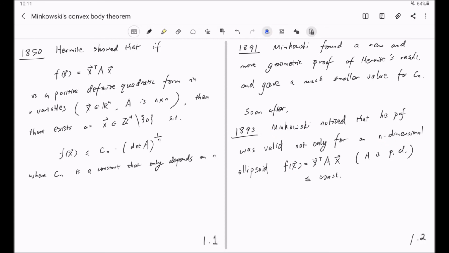And Minkowski realized that his proof actually works not only for this n-dimensional ellipsoid, but for, this is the most important part, any convex body which was symmetric about the origin.